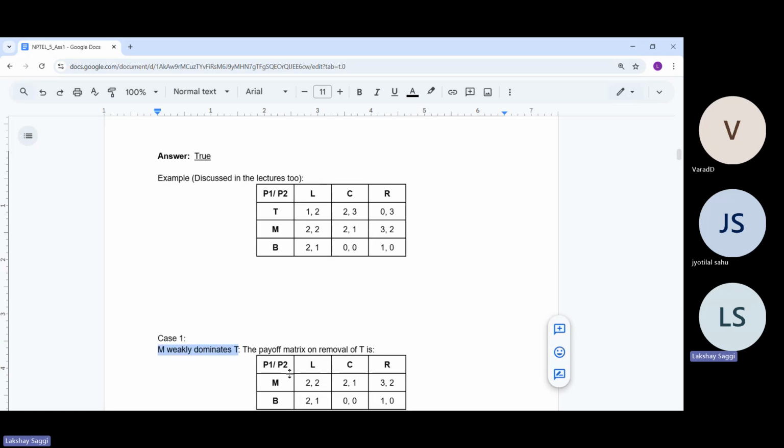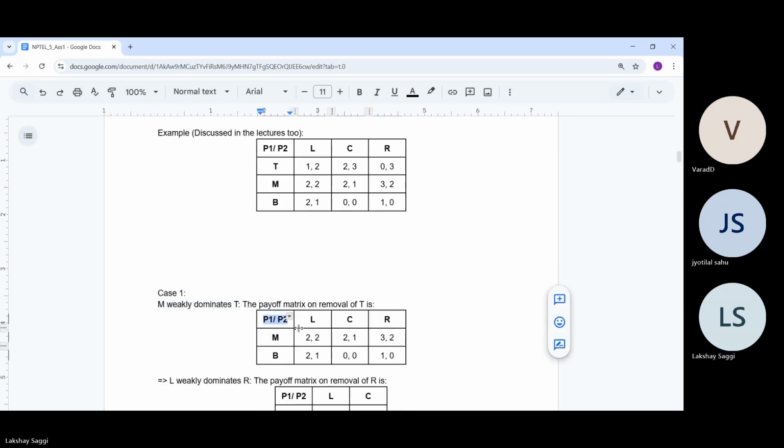So what we are left with is this matrix, where we have these three columns and we have removed the strategy T. So there are these M and B strategies for the row player now. And this is the payoff matrix which is left. I just removed this row and this is the remaining payoff matrix.